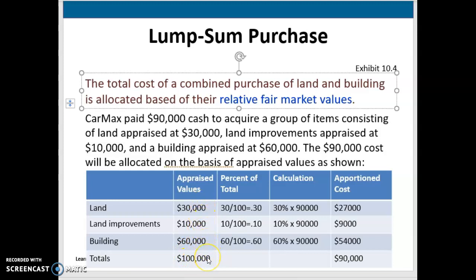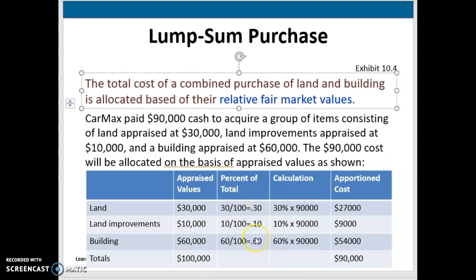We're then going to figure out what percent of the appraised value is each of those assets, because the appraisal is something we can get a real number on for what its value is, and we can then take that value and apply it to our actual amount paid. So we're going to take 30,000 divided by 100,000, and we see that it's 30%. So land is 30% of the total appraised value. Land improvements, we take 10,000 divided by 100,000, we get 10%. Building, we take 60,000 divided by, again, that total appraisal value of 100,000, and we get 60%. So as far as the breakdown for appraisals, land is 30%, land improvements are 10%, and building is 60%.